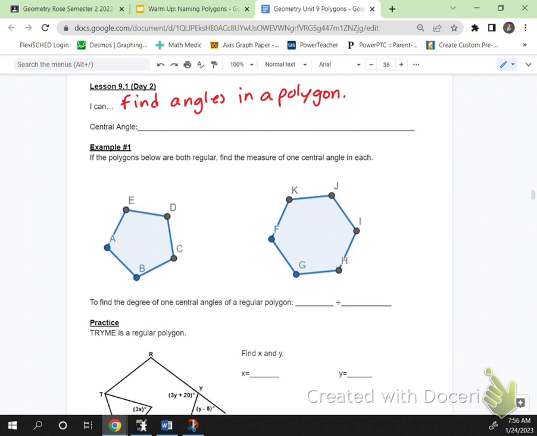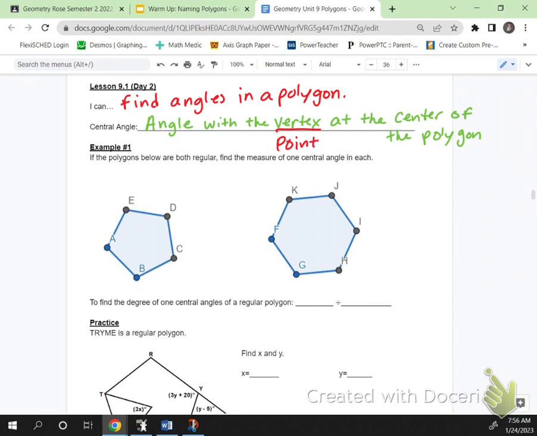And we're going to start with a definition. The central angle. The central angle is the angle with the vertex at the center of the polygon. So vertex, it's like another word for point.